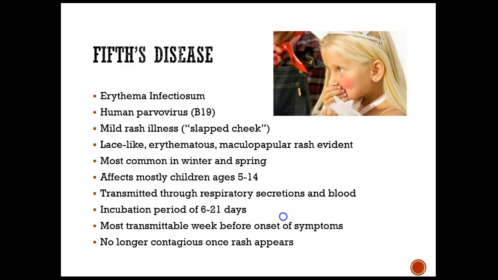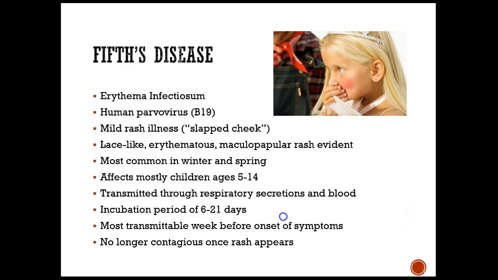We most often see it in the winter and the spring, and we see it in kids that are anywhere from age 5 to age 14. It's usually transmitted through respiratory secretions or blood, and it has a fairly long incubation period, anywhere between 6 to 21 days. But most of the time, it's transmitted the week before you see any symptoms. So it's very contagious and very easily transmittable because oftentimes we have already infected other people by the time we even see the first symptom in ourselves.